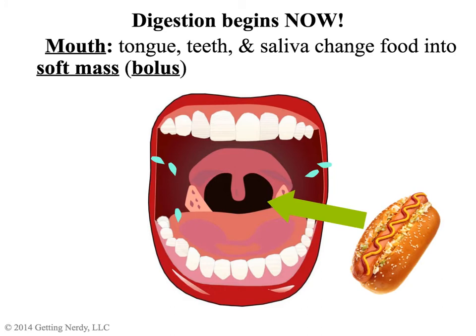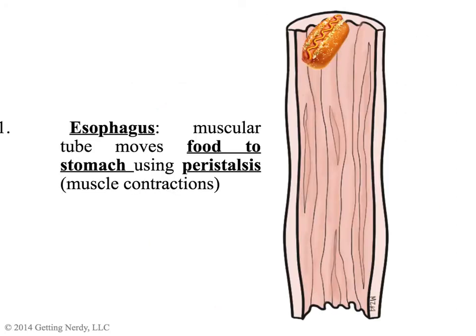All right, digestion starts in the mouth. From the very beginning that you put food into your mouth, digestion begins. The tongue, the teeth, and the saliva change the food into a soft mass, and that's called a bolus. Then it goes down into the esophagus, and you're going to want to keep up with this order because that will probably show up again more so than just labeling, but knowing the exact order. The esophagus is a muscular tube that moves the food to the stomach using peristalsis or muscle contractions.